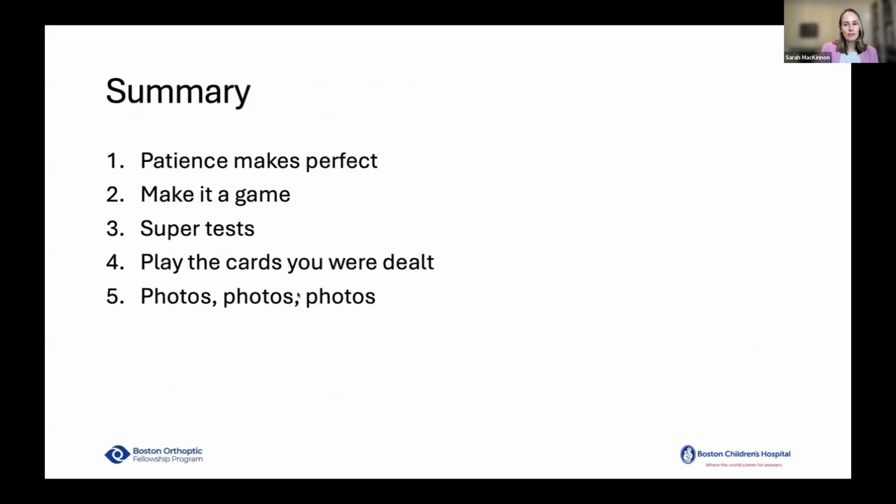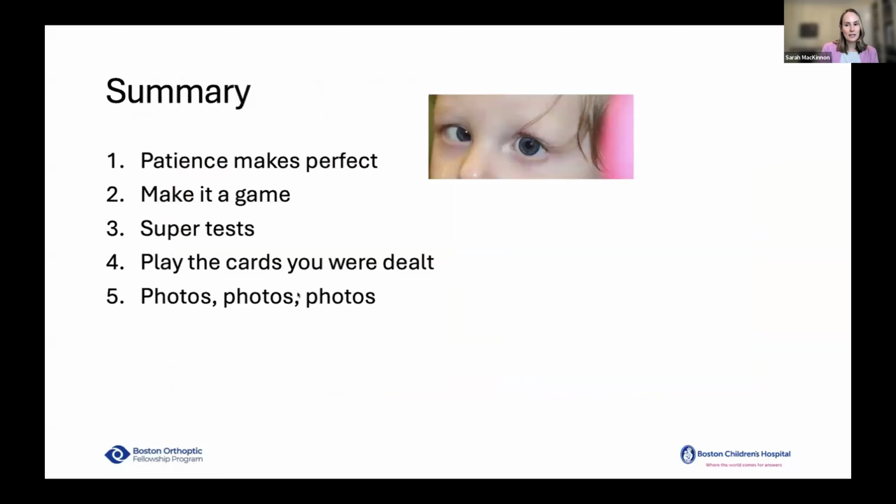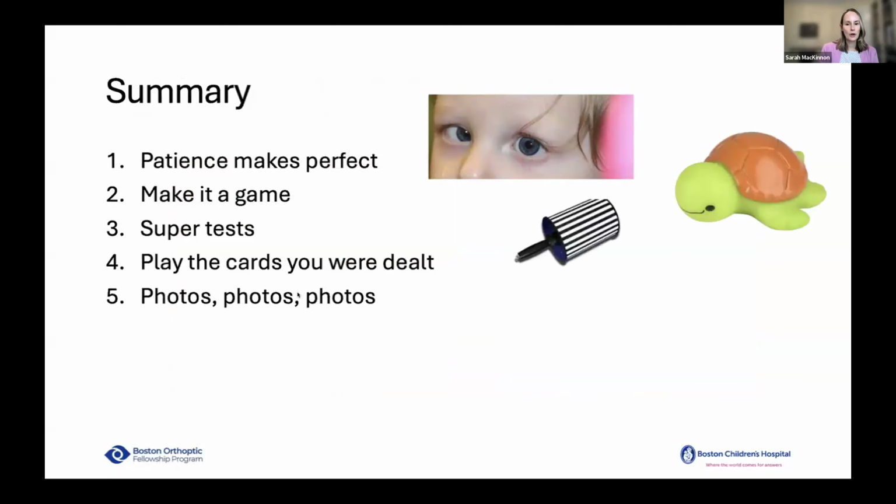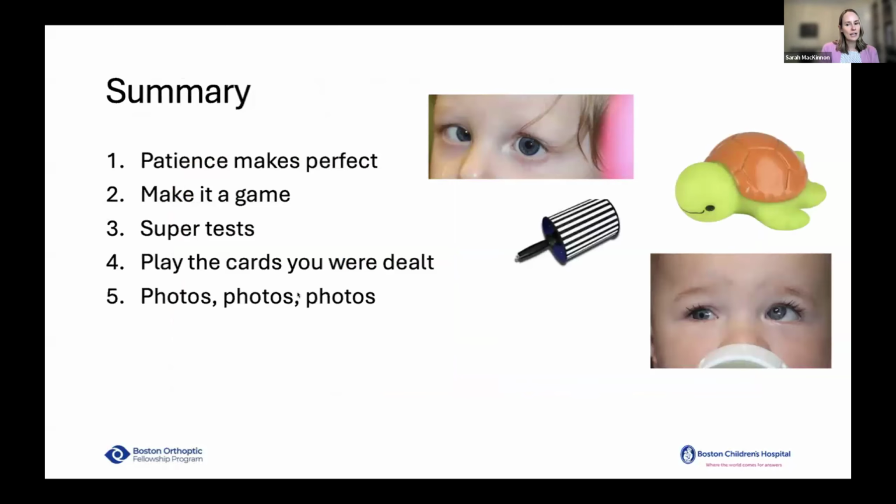So to summarize, we covered 5 main tips and tricks. We can be patient with our patients while they settle in and use their apprehension and need to keep their eyes on us to our advantage by having them follow us around the room. Once they're comfortable, have some fun and make the motility exam a game. And you can always fall back on some super tests like OKN or doll's head if needed. You can use anything like car seats, strollers, or bottles to your advantage.